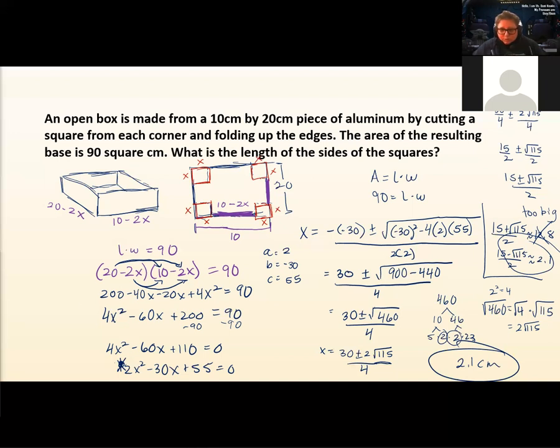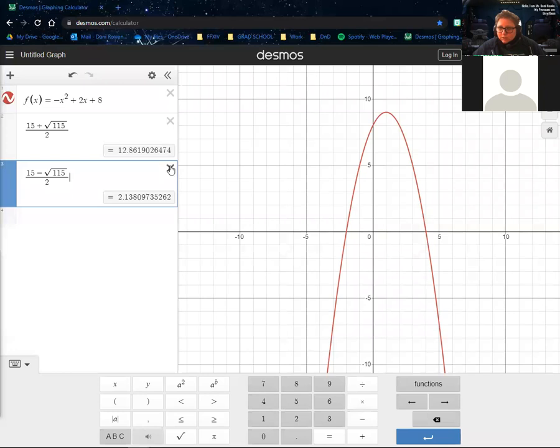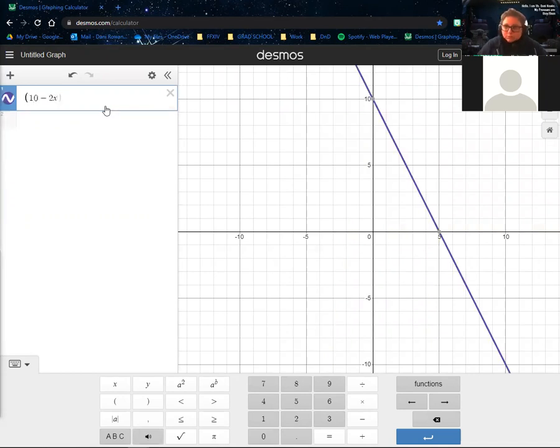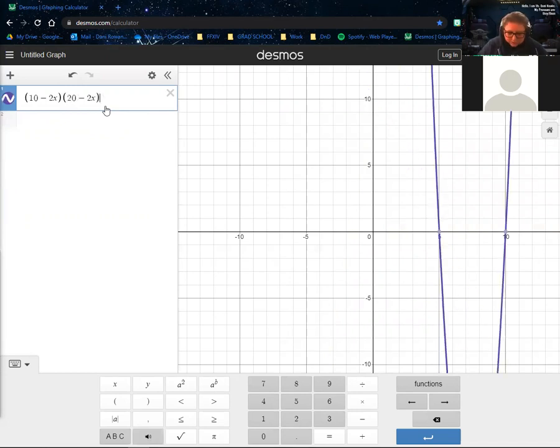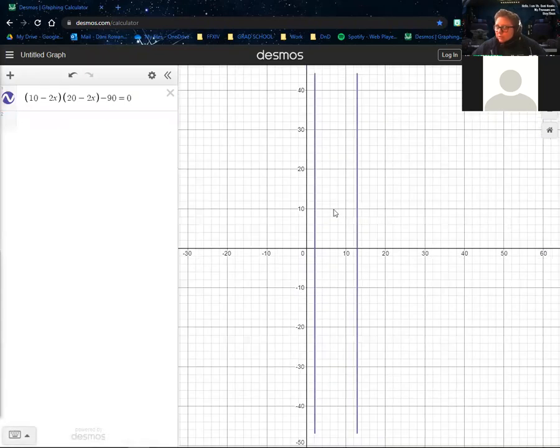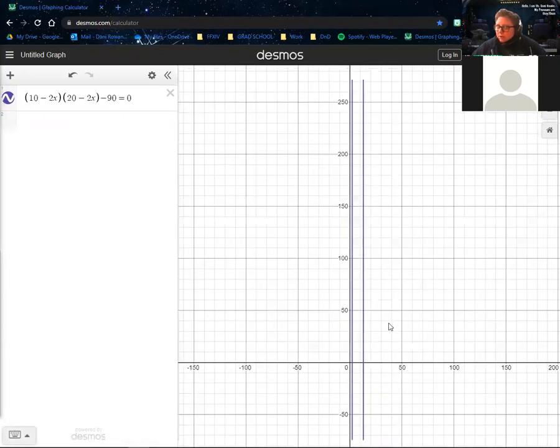If you wanted to see it graphed, another way you could solve it would be by graphing it. 20 minus 2x, and then it was minus 90 equals 0. Okay, and as you can see, we have our quadratic graphed.